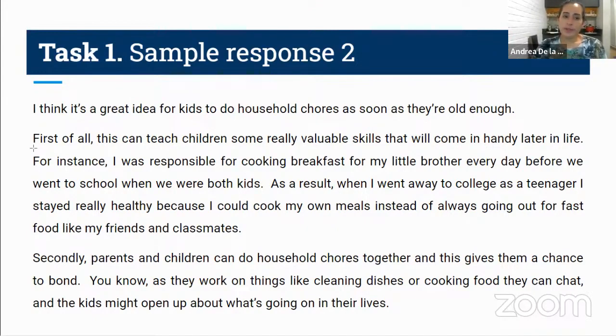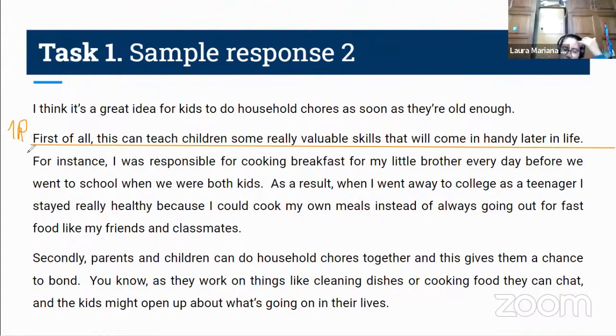Okay, what about the second sentence? He says, first of all, this can teach children some really valuable skills that will come in handy later in life. What is that? The first reason.